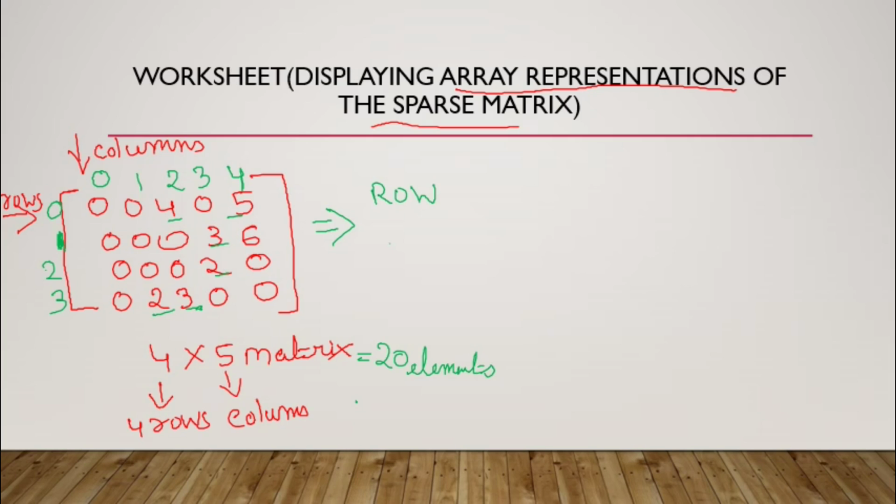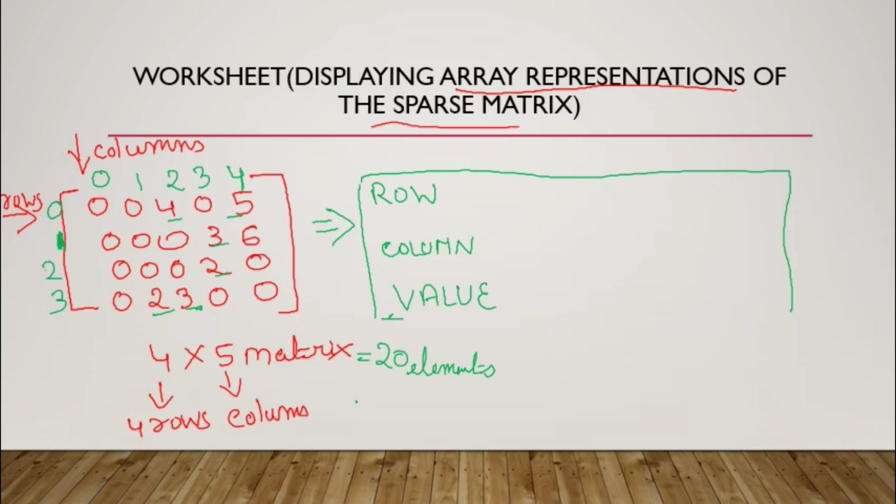So let us now do the array representation. The first field is the row field. The next one is the column. The next one is the value. And we know that 6 elements have a value here, so we will have 6 entries here.